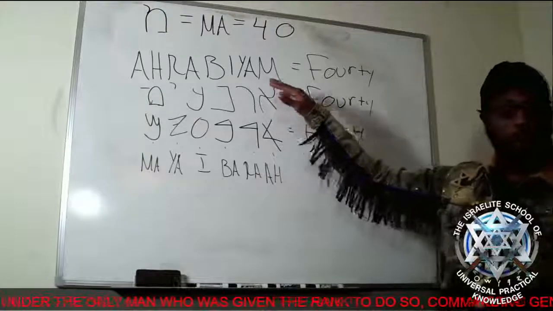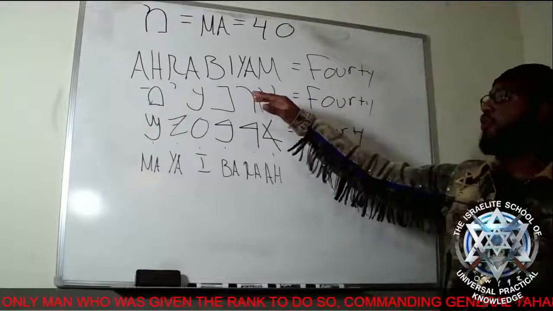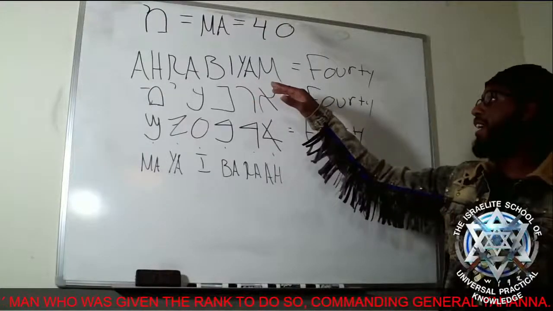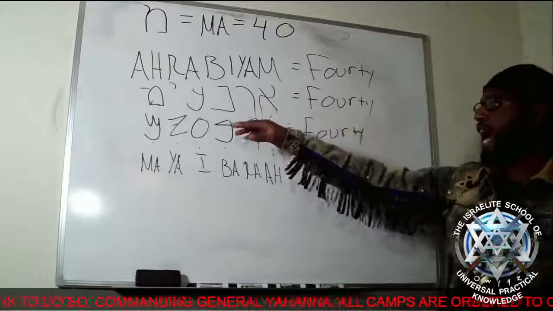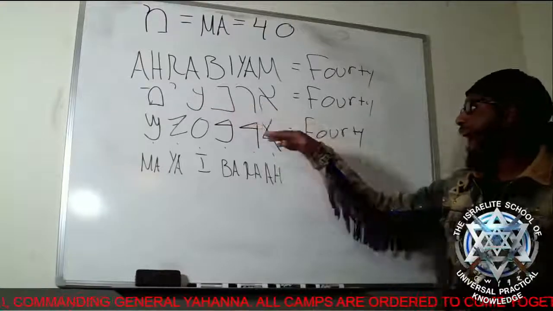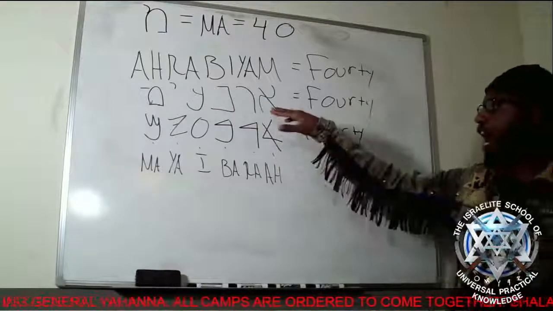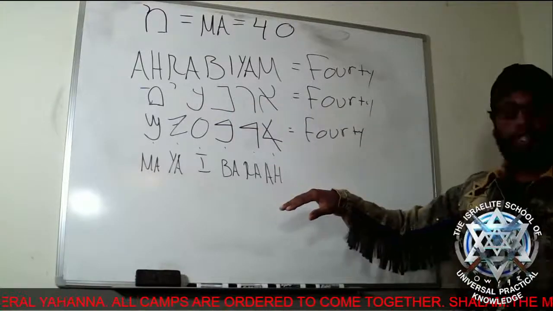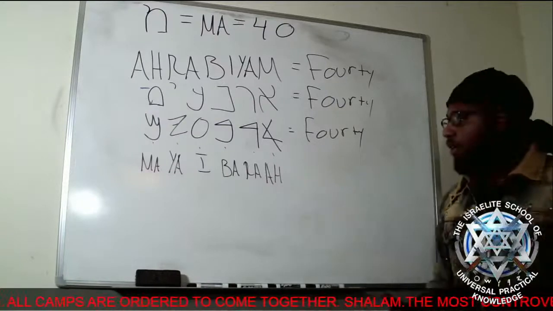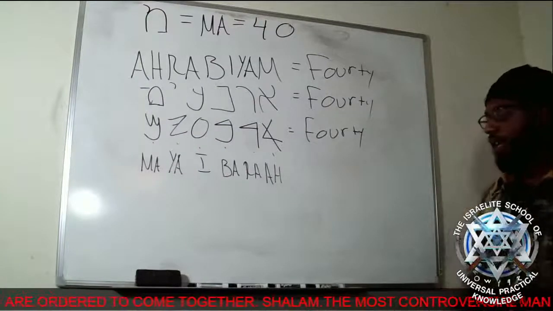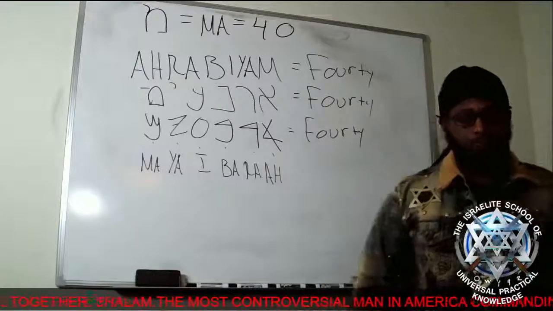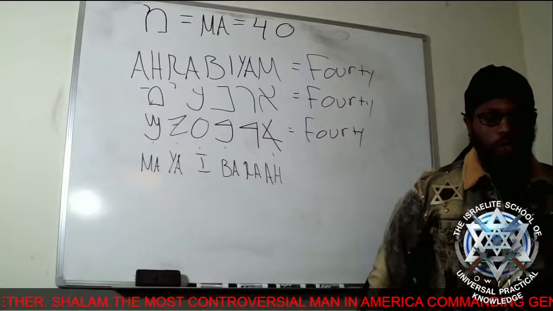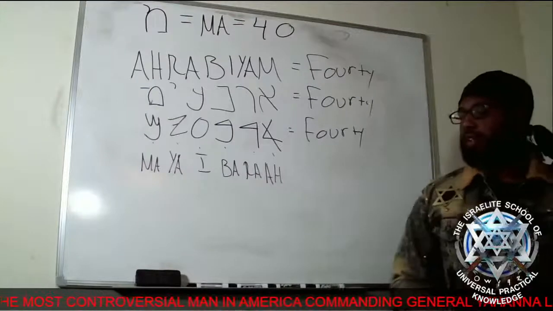So to say the number 40 in Hebrew is Arabiah. This is your Aleph, your Ra, your Ba, your Ayin, then your Mem. Arabiah, which is 40. So that's your Arabiah in the Assyrian, and that's your Arabiah within your Paleo. It's pronounced as Arabiah.